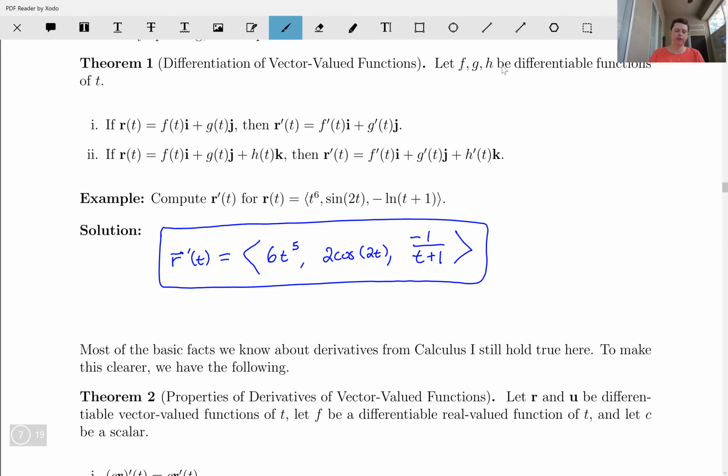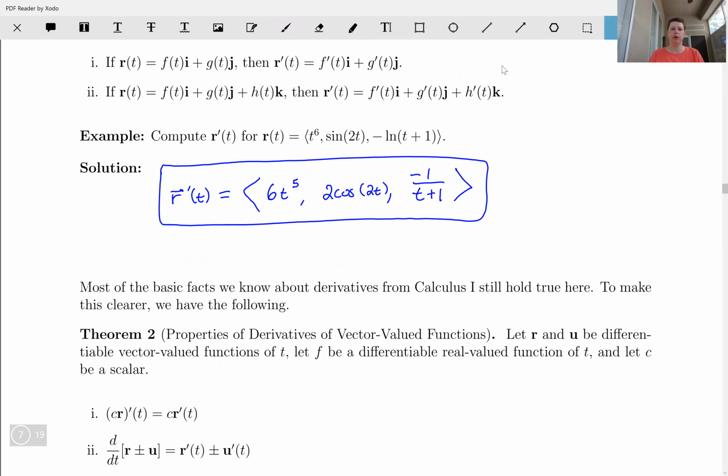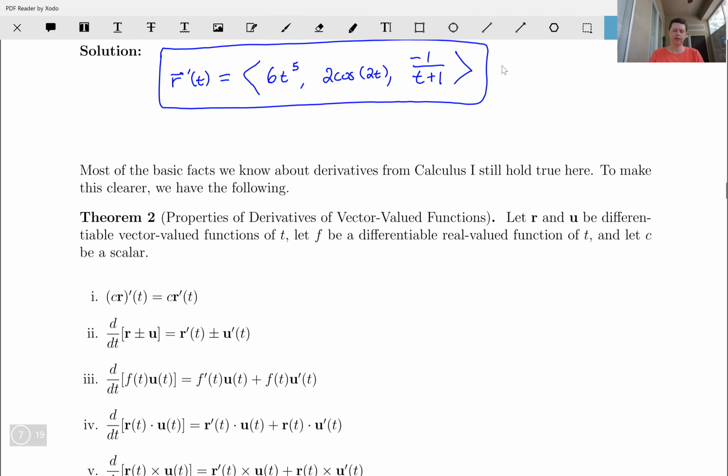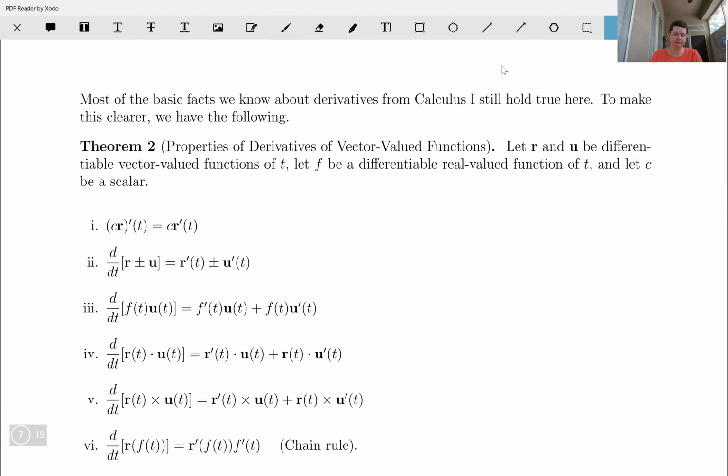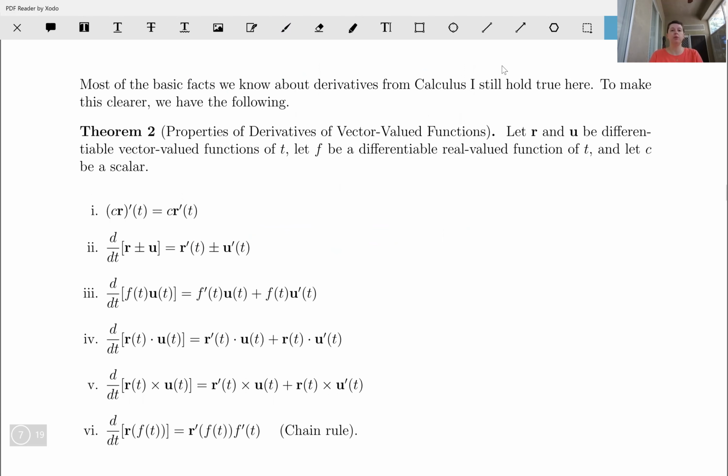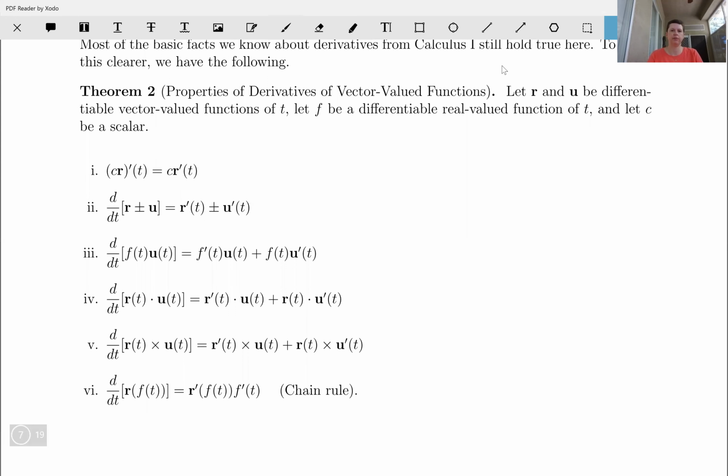And it turns out that most of the basic facts we know about derivatives from Calculus 1 still hold true with vector valued functions. So to make this clearer, boom. By boom, I mean, here's a theorem listing the properties. So we'll say r and u are two differentiable functions. f is a real valued function. c is a scalar. So the derivative of a constant times a vector valued function is the constant times the derivative of the vector valued function. Addition, subtraction work as normal.